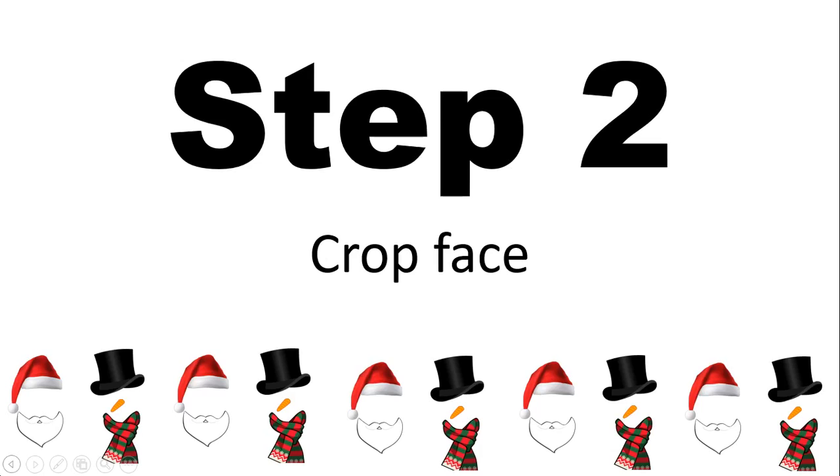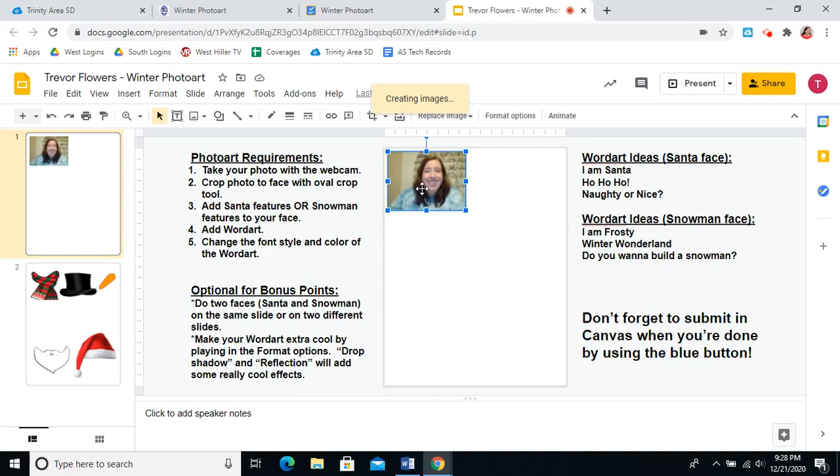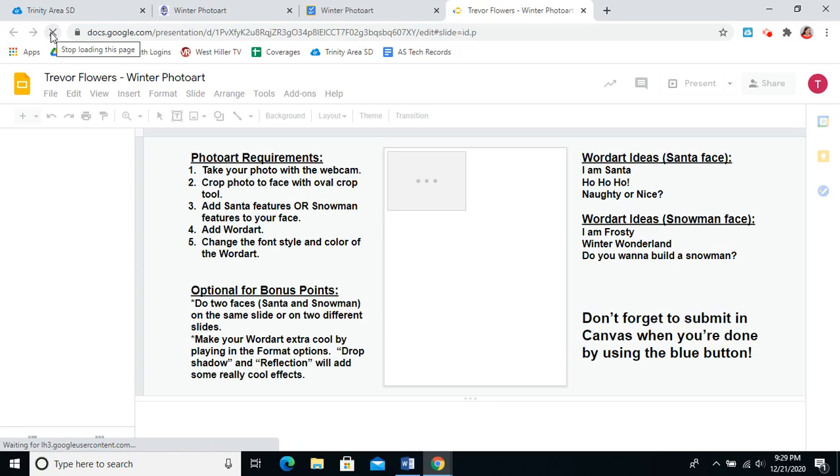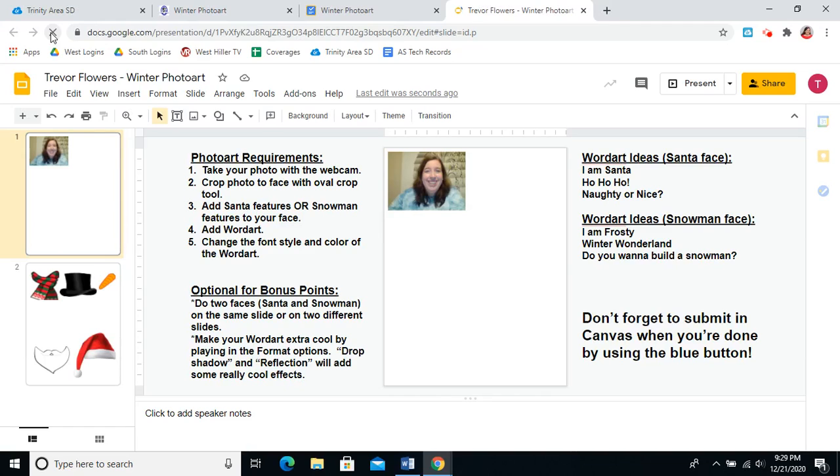Step 2, cropping your face with the oval crop tool. I get really annoyed with this creating images thing. I have found that it just blocks my tools and bugs me. You can refresh your screen and that will go away. The only problem is it will not let you undo anything you did previously. So if you had a mistake before that, don't refresh. All right, so now that annoying creating images is gone, and I'm ready to work on my step 2.